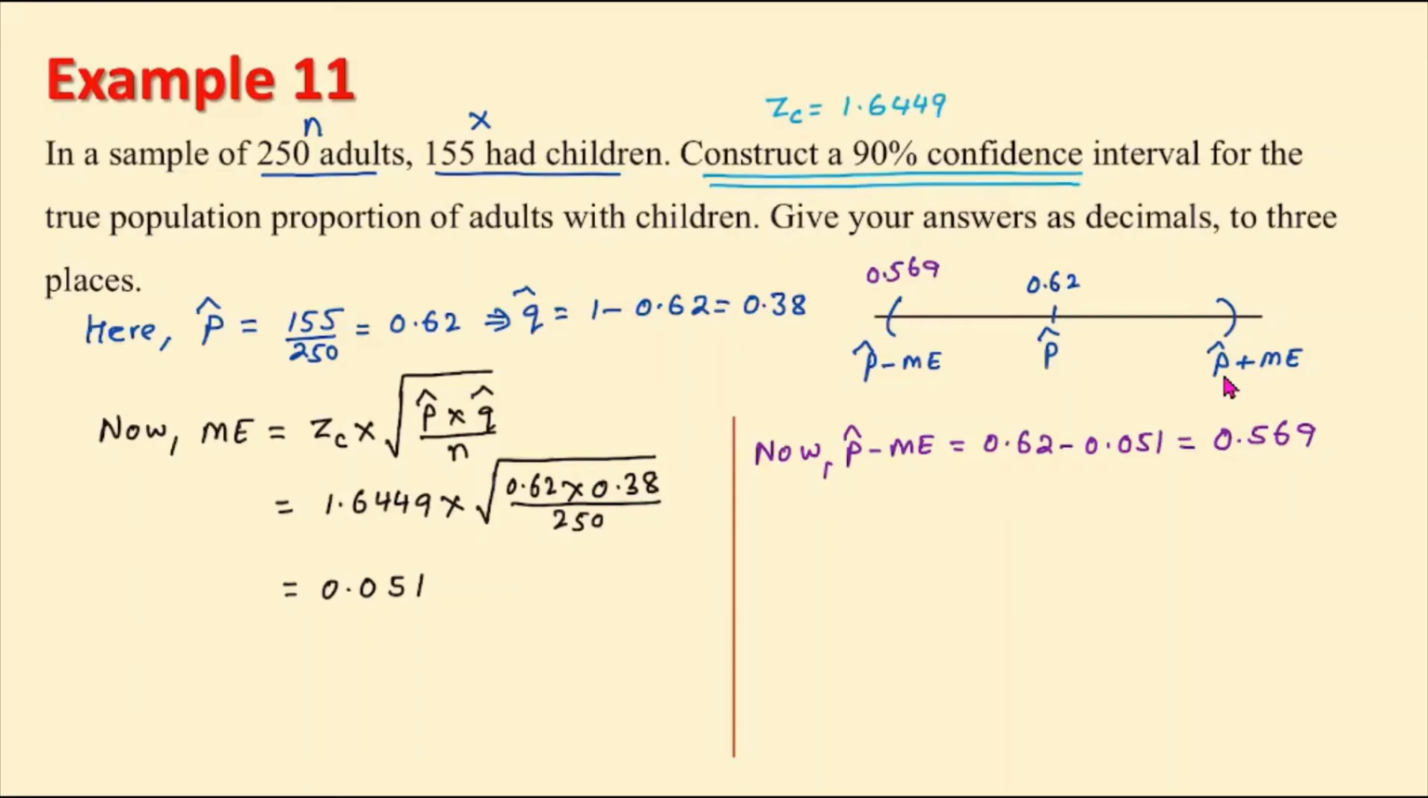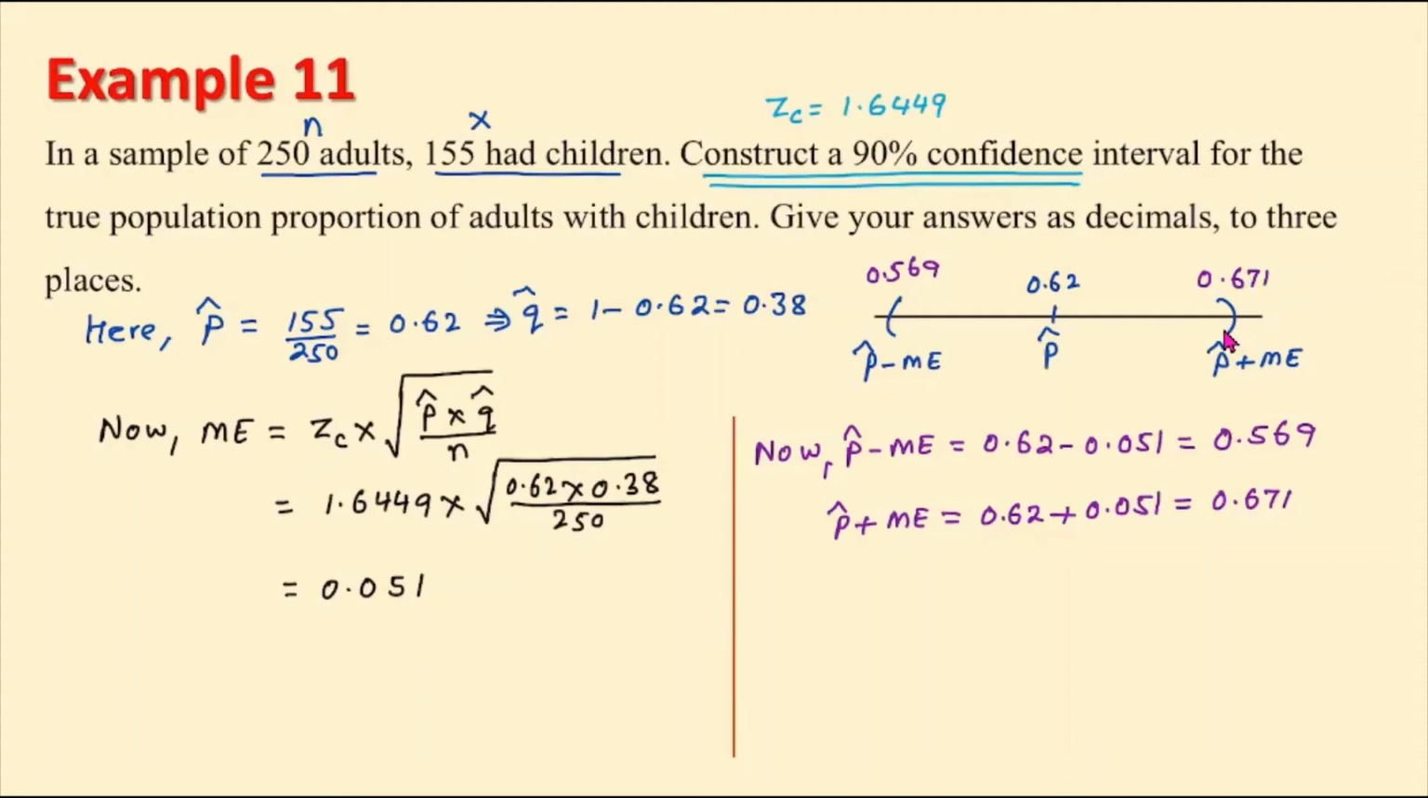Now we need the upper boundary, which is p hat plus margin of error. P hat is 0.62 plus the margin of error is 0.051. And if we add these two numbers, it will be 0.671. So the upper boundary is 0.671.